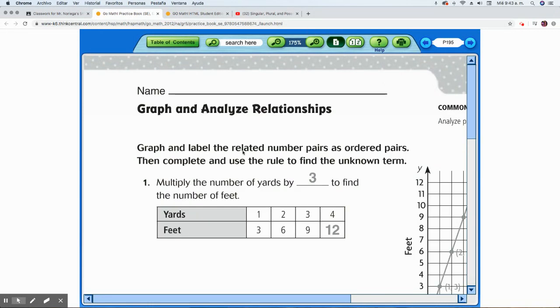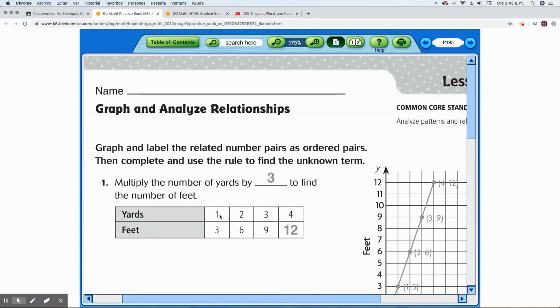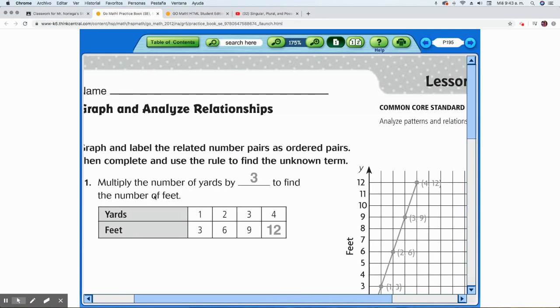Okay, number 1, you can take it as an example because it's already done for you. Multiply the number of yards by 3 to find the number of feet. 1 times 3 equals 3, 2 times 3 equals 6, 3 times 3 equals 9, 4 times 3 would be 12, which is this number right here. Then the next step would be to take those numbers and create ordered pairs. Again, you don't need to write the ordered pairs, but if it's easier for you to write them, go ahead and take that extra step.